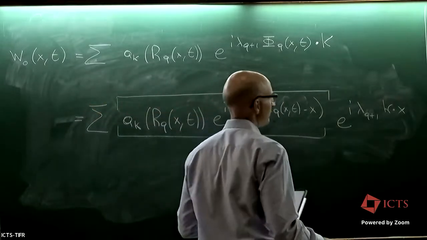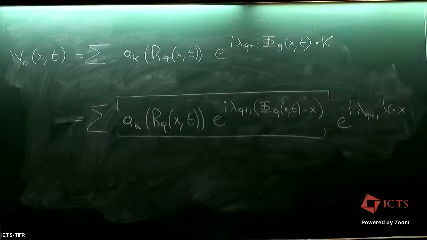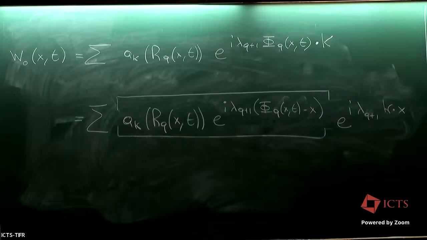Okay, now I have too many k's, right? I mean, because there is the k of the frequency and there's the k of the cutoff function. Now, here I should have used a different k, so I should have used j. Okay.